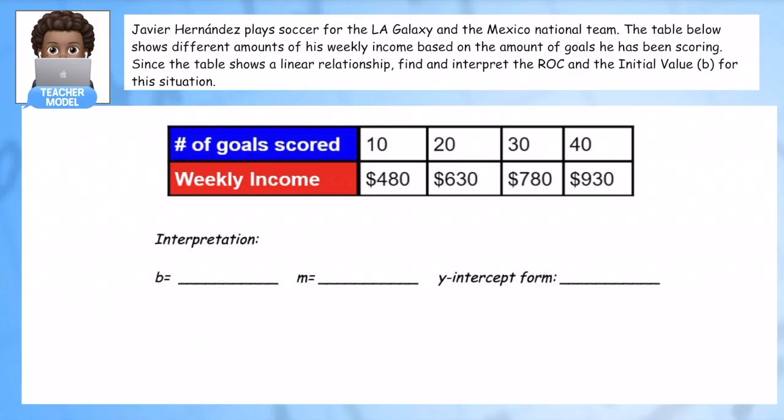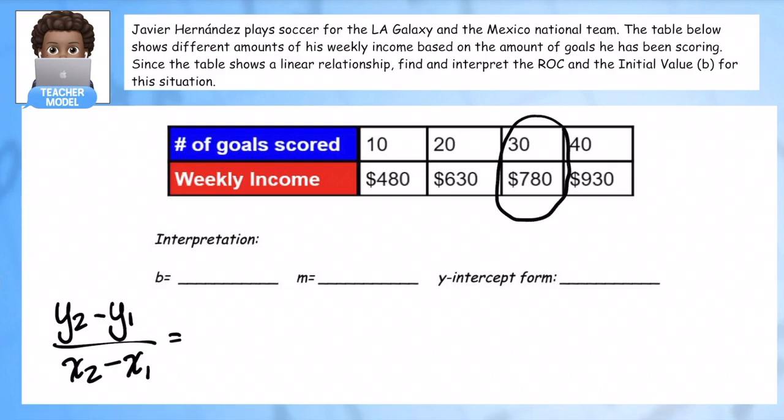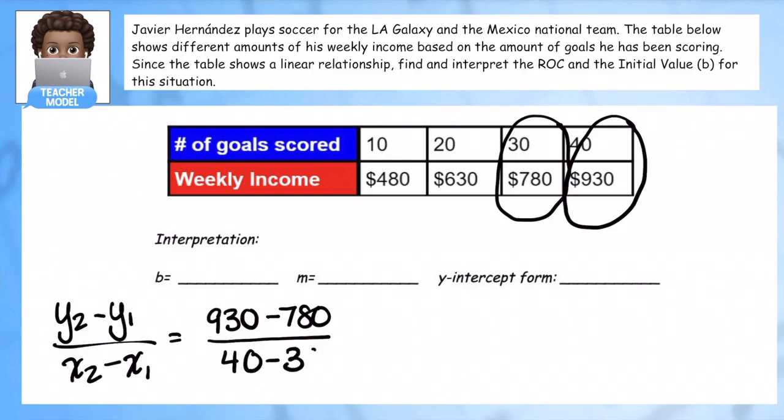And to find the rate of change, we're going to use y2 minus y1 over x2 minus x1. That's going to tell us our change in y over change in x, our rise over run. All right, so just pick any 2 points. Doesn't really matter. I'm going to choose these coordinates over here. So y2 is 930 minus 780 over 40 minus 30. There we go. 930 minus 780 is 150. 40 minus 30 is 10.